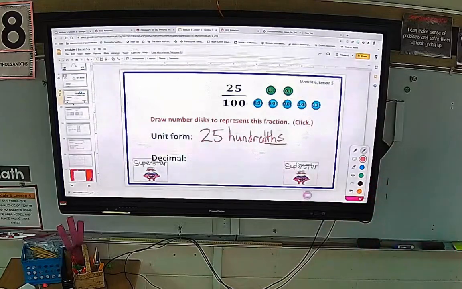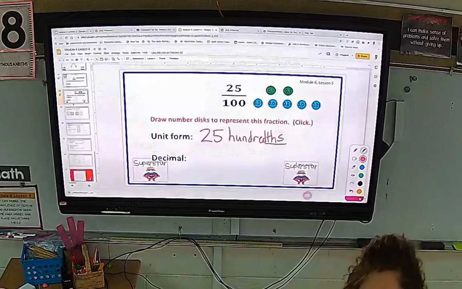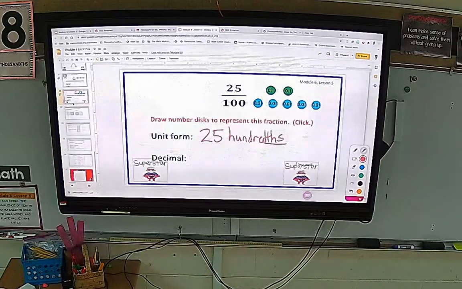All right, write it as a decimal. Write it as a decimal. 25 hundredths. What would that look like? Lay your boards down, please. 25. Brandon, make sure you're writing this. 25 hundredths as a decimal. This is making us think just a little bit more, isn't it? Yeah. It's easy to get tricked on this.